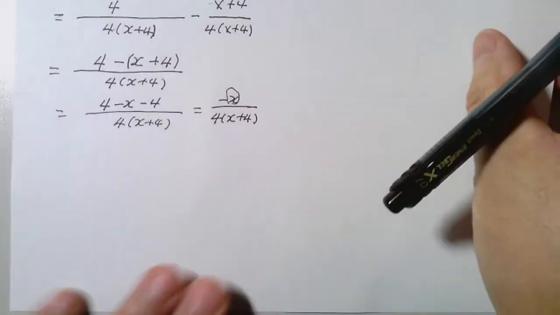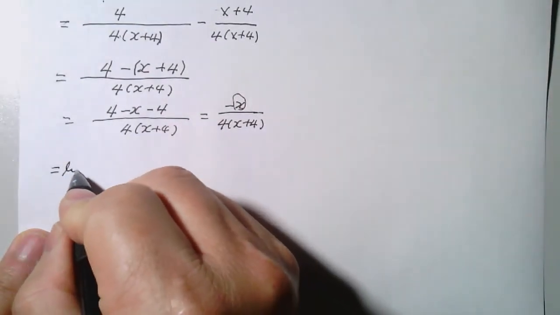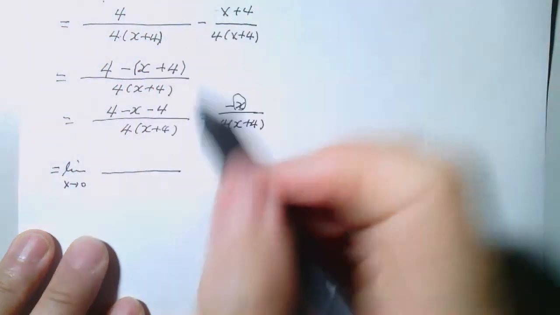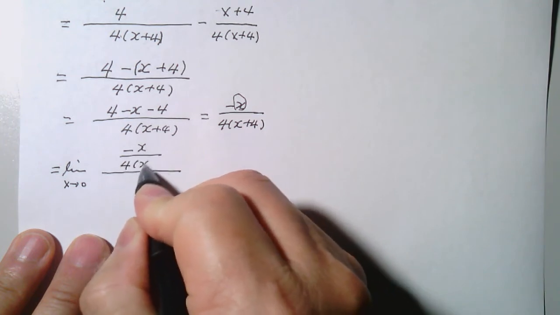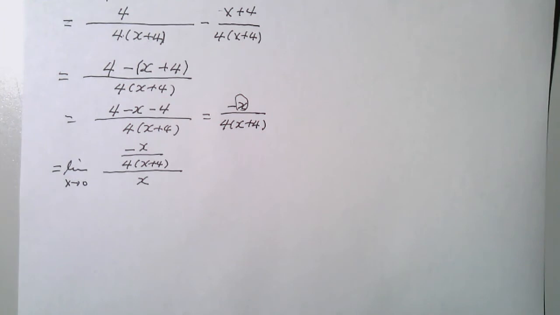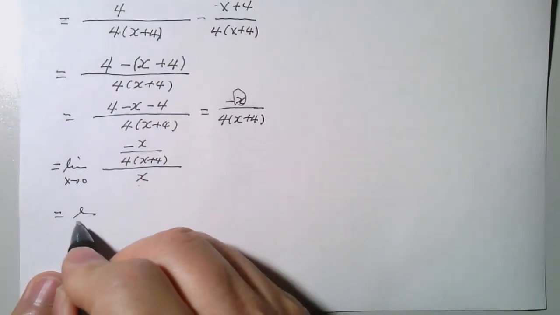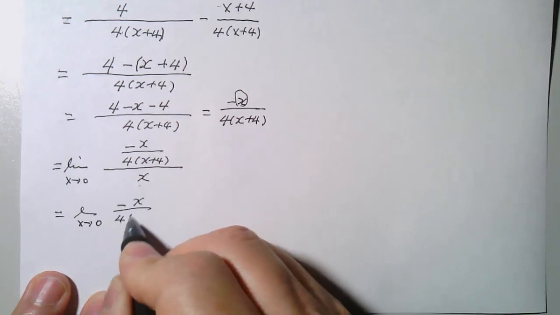Now I'm going to rewrite the whole thing. I write the limit as x approaches 0 of negative x over 4 times (x plus 4), divided by x. Now dividing by x is the same as multiplying by its reciprocal.